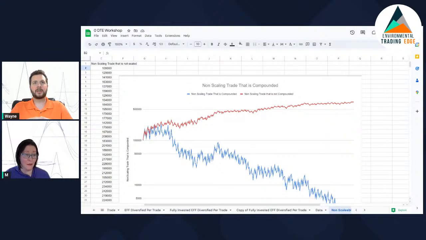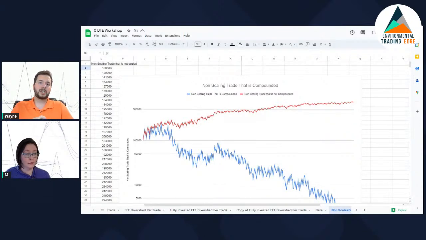What do you mean? It just has to have a better expectancy, right? It has to be a better performing trade. Yeah, I mean, there are strategies out there that are scalable, but they're presented the other way. So let me clarify that.